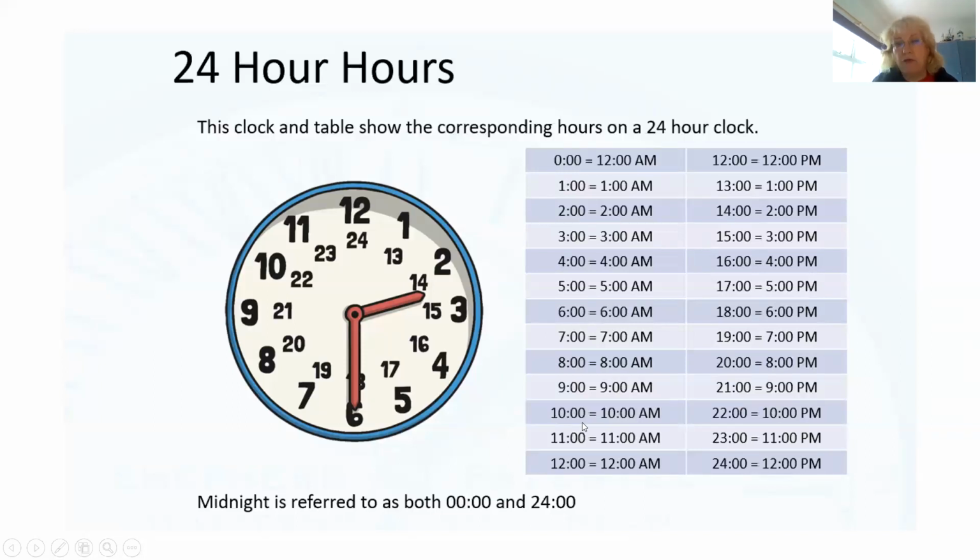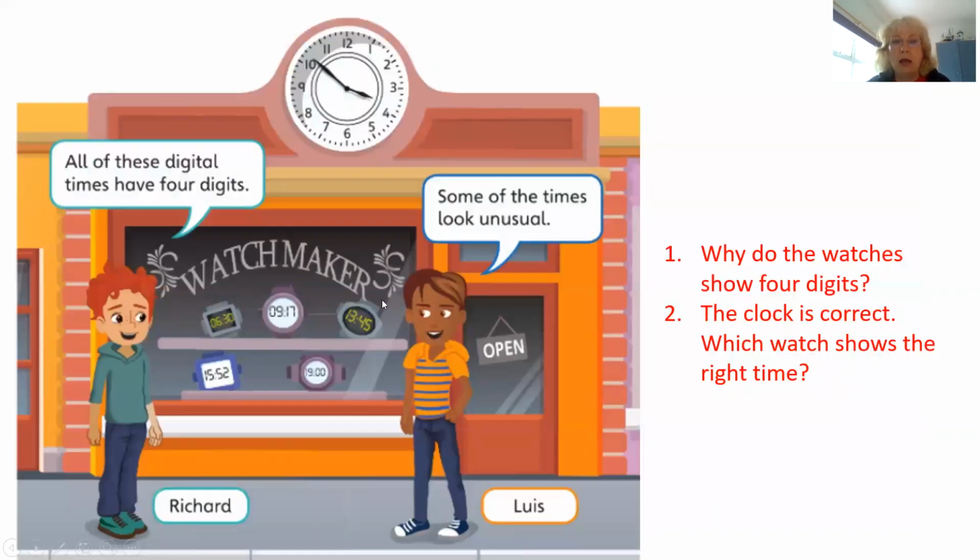Right, let's look at our first slide. We are at a watchmaker shop. They have a clock here, and here are all the digital times. We need to think, why do the watches show 4 digits? We need to remember that the reason they show 4 digits is because it's 24-hour. A 24-hour clock will always have 4 digits. We need to work out the clock. We've got the clock up here telling us the correct time, and we want to find out which of these watches is telling us the right time.